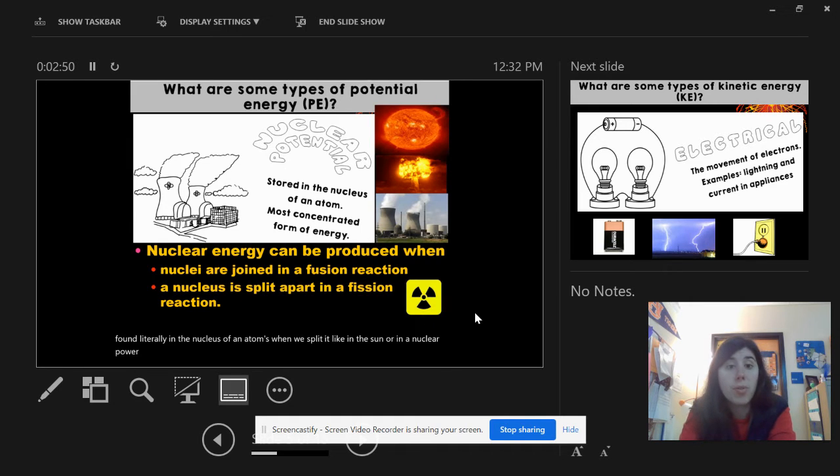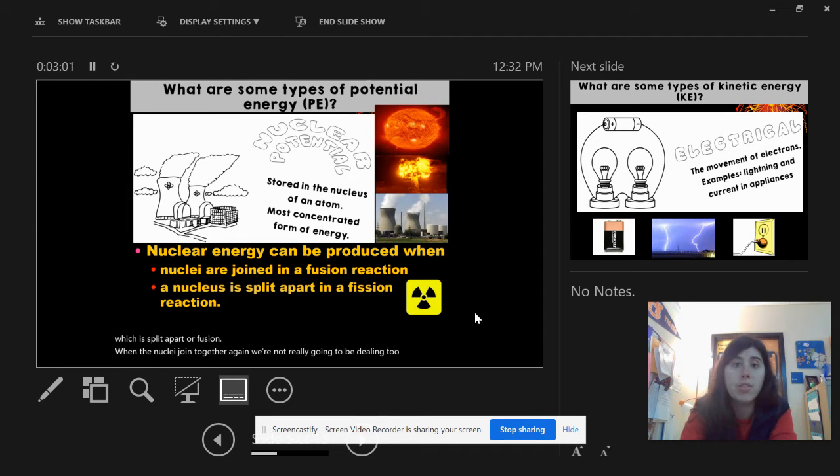We have two ways for nuclear energy to be released, and that's called fission, which is split apart, or fusion when the nuclei join together. Again, we're not really going to be dealing too much with nuclear energy unless you're dealing with the sun.